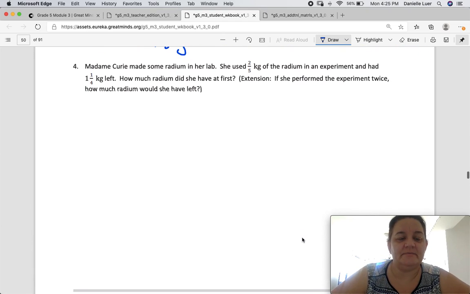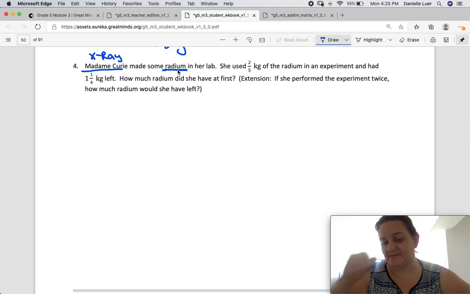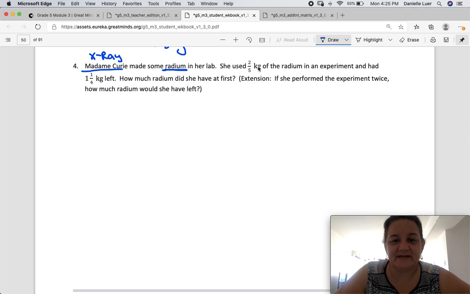Okay. Number 4, Madame Curie, who was a very famous scientist, made some radium in her lab. She's actually the scientist who discovered how to make X-rays. So you can thank her when you break your bones. Okay, Madame Curie. And she found radium, which is a chemical. Later, when we start doing mixtures and solutions, we'll talk about all the different atoms, and radium is one. She used 2/5 of a kilogram of the radium in an experiment and had 1 1/4 kilogram left. How much radium did she have at first?